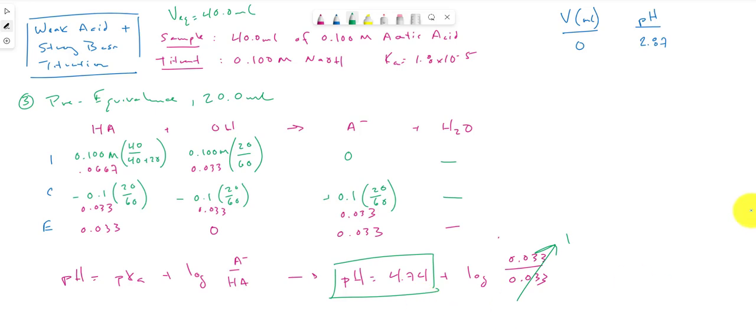It's important to note that for any volume between 0 and 40, we could have used this Henderson-Hasselbalch equation, and the only thing that changes is the ratio of these two terms. That's all that's happening in that region of the titration: you're changing the buffer.